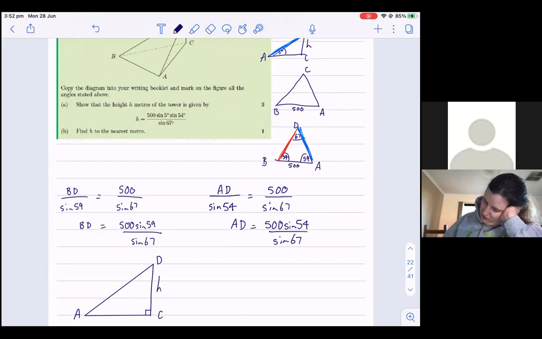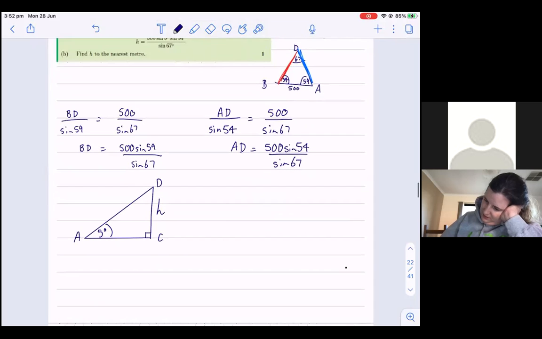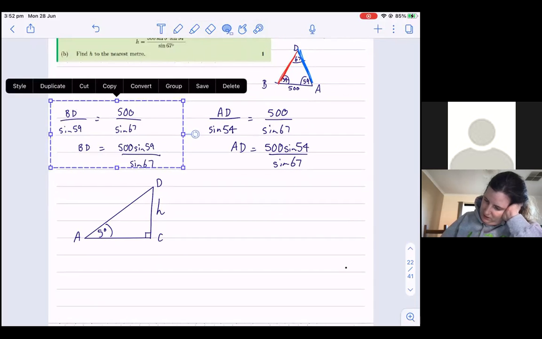ADC, this is H. We know this is 5 degrees and we know AD. Let me get rid of this. I'm just going to pretend I didn't do that.